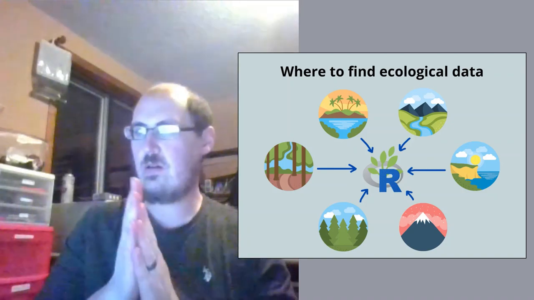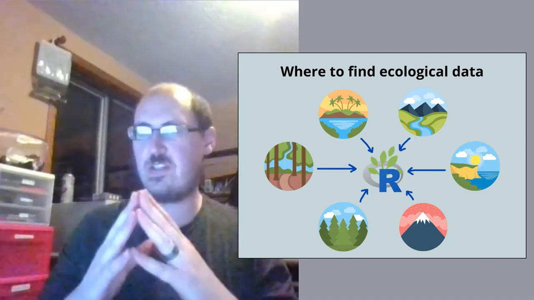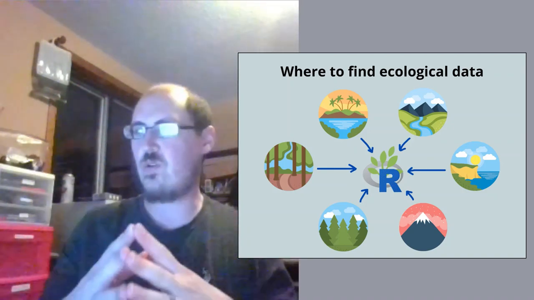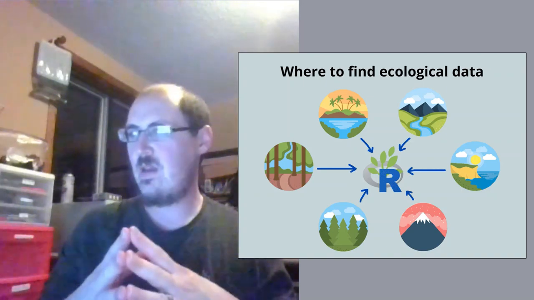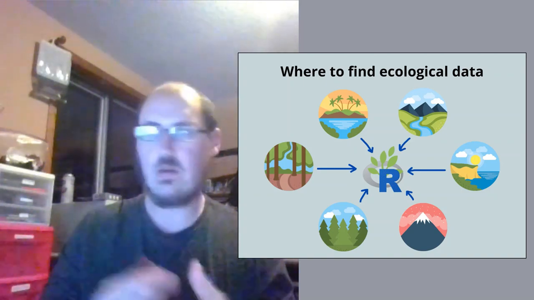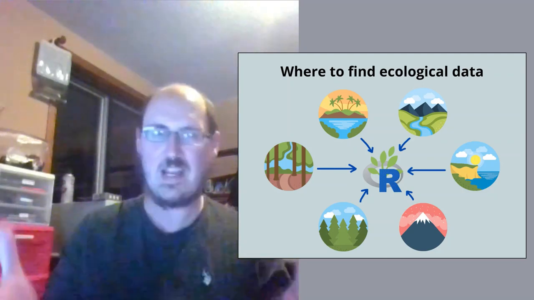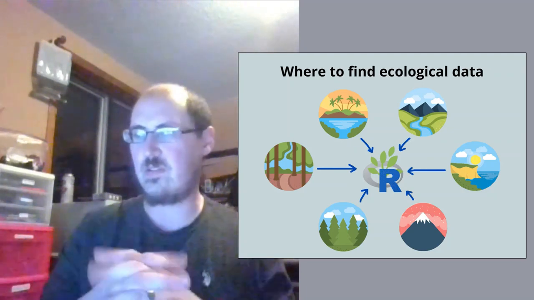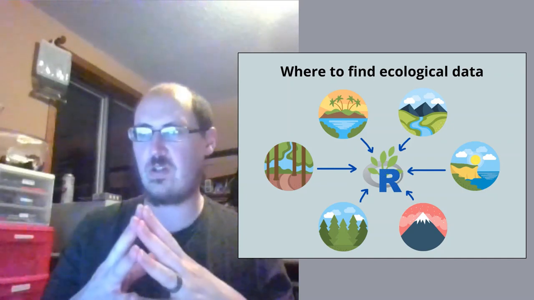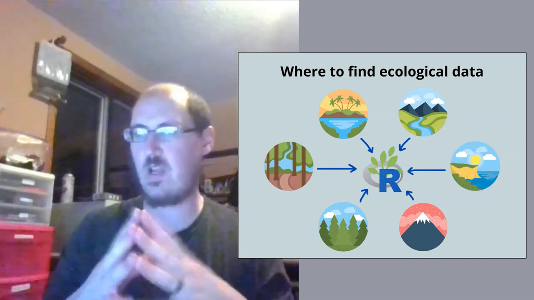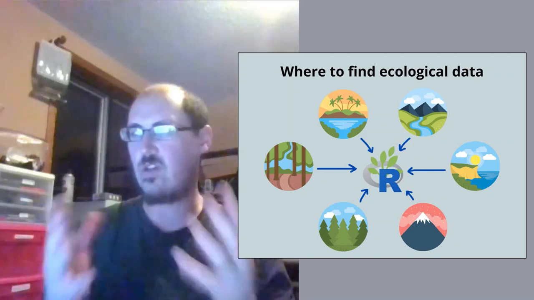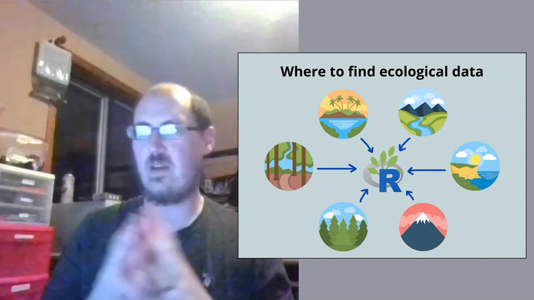R on R for ecology discusses the top 5-ish sources of ecological data. 1, datasets that come with R. 2, the Knowledge Network for Biocomplexity. 3, the Environmental Data Initiative. 4, the National Ecological Observatory Network, NEON. And 5, the Global Biodiversity Information Facility.